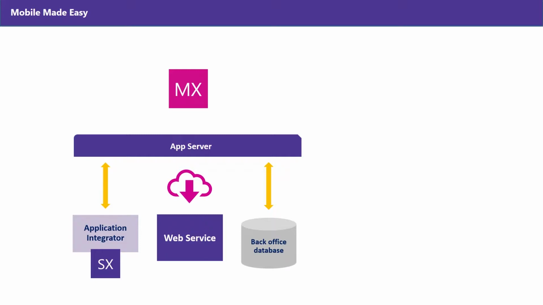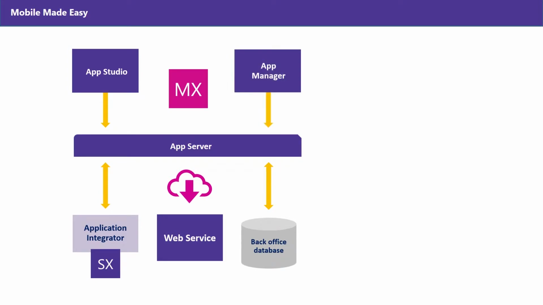The MX App Studio development tool is used to develop mobile applications with handy drag-and-drop technology, as well as many other features for rapid application development, which I will demonstrate in a moment. All developed applications are published to the MX App Server database. Application, device and user settings can be managed using the App Manager administration tool, which allows administrators to modify the configuration settings stored in the App Server database.